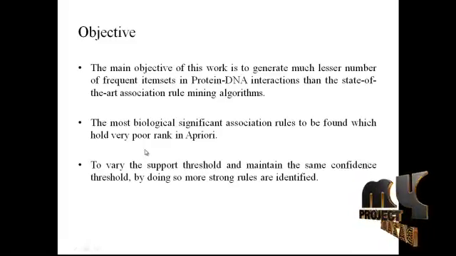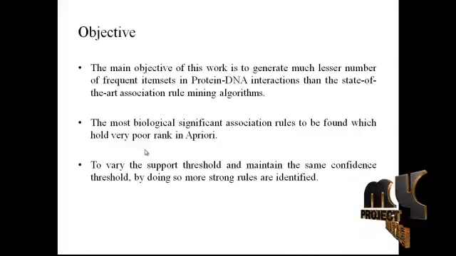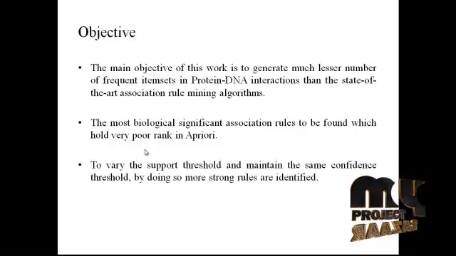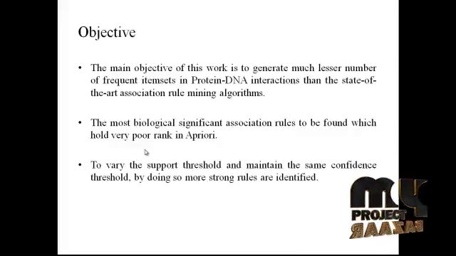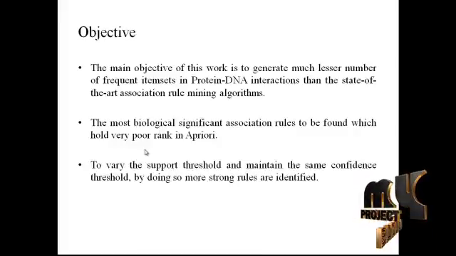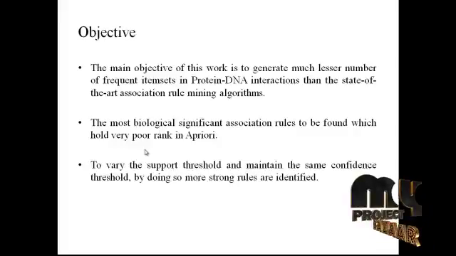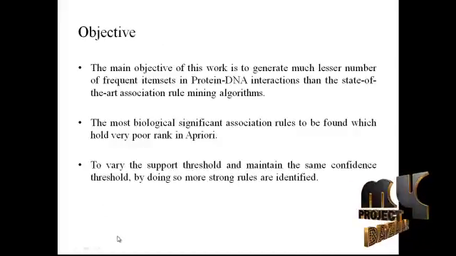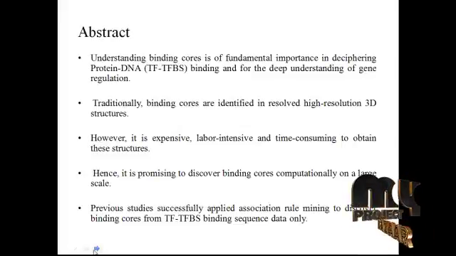Now let me discuss the objective of the process. The objective of this work is to generate a much lesser number of frequent item sets in protein-DNA interactions than the state-of-the-art association rule mining algorithms. The most biologically significant association rules to be found hold very poor rank in Apriori. The support threshold is varied while maintaining the same confidence threshold, and by doing so more strong rules are identified in our process.